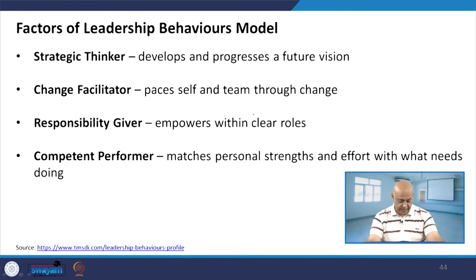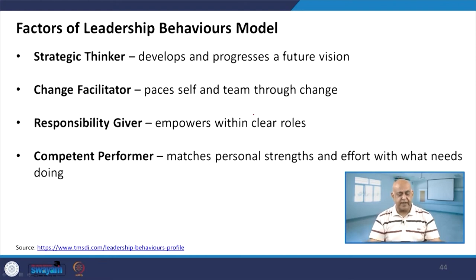Now the factors of the leadership behavior model are the strategic thinker, then the change facilitator, responsibility giver and the competent performer. So these strategic thinkers develop and progress a future vision, and in that case we will be having the thought process, which will be deciding about the strategies.